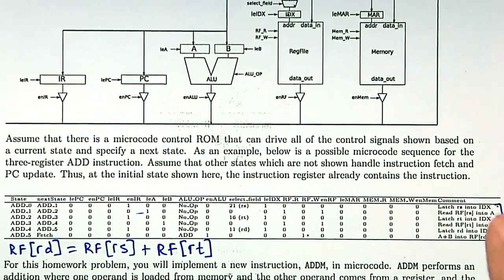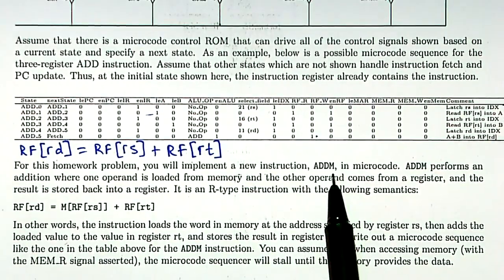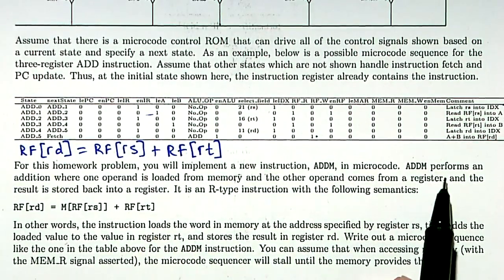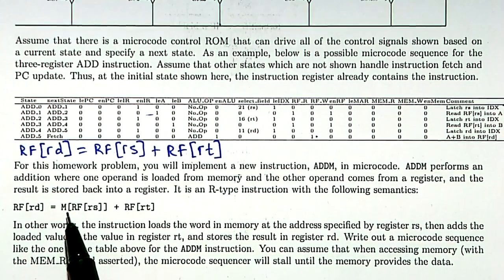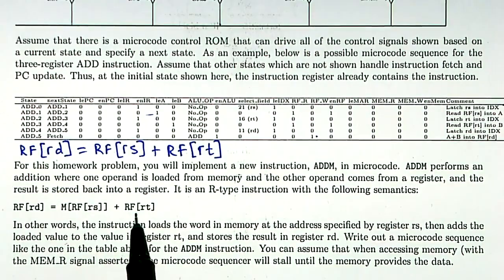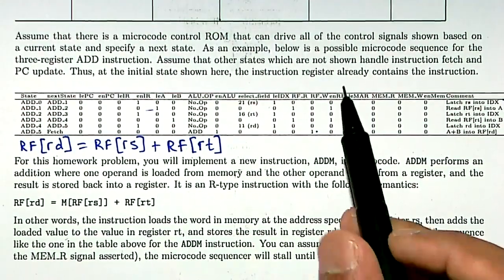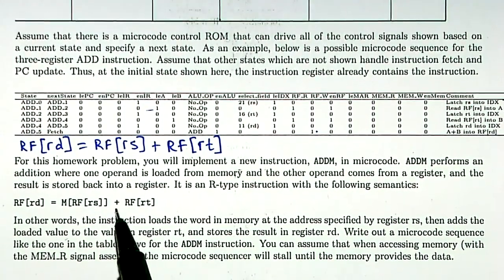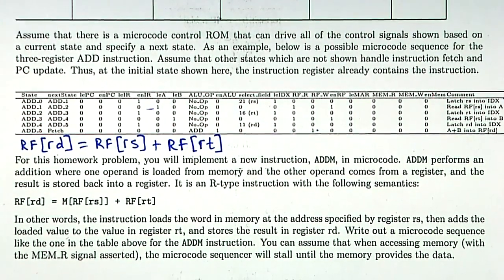So this is basically the machine that we're given. For this problem, we're trying to implement a new instruction, which is called addm in microcode. addm does this operation where one of the operands comes indirectly from memory. So the register result is not directly added, but the data at the memory location supplied by that register is what's added to the RT register, and it's all stored into the RD register. We need to write out a microcode sequence, just like this table here, in order to implement this addm instruction.